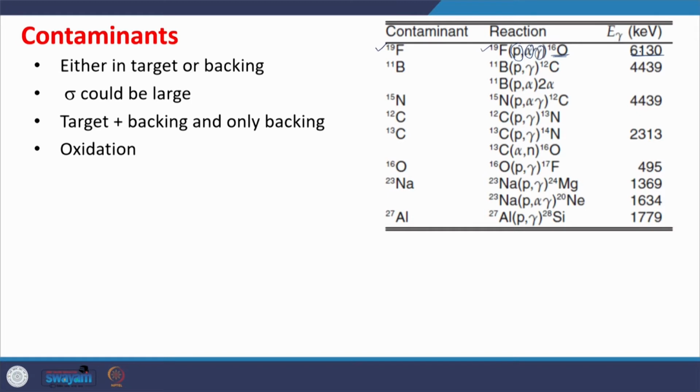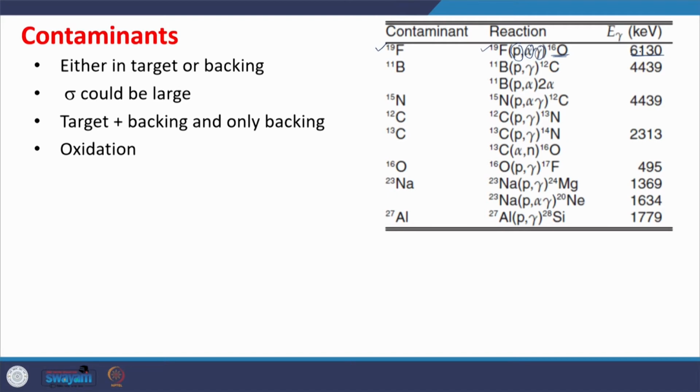So, you can see the emission of gamma rays of energy 6.1 MeV can change the count rate if the nuclear reaction of our interest also emits gamma rays of energy around this 6.1 MeV. So, how to take care of this? There are methods to take care of the contribution of contaminants.